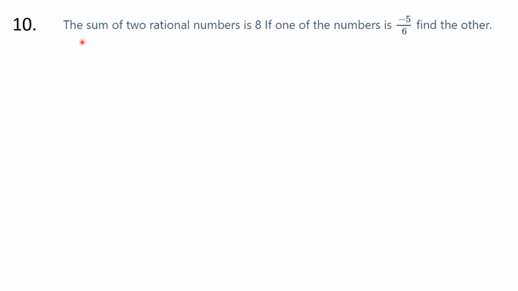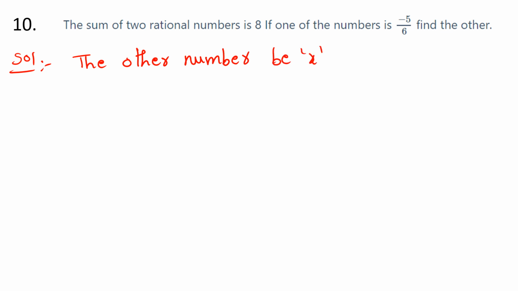Question number 10. The sum of two rational numbers is 8. If one of the numbers is minus 5 by 6, find the other. This is the question. Let us see the solution, children. The other number be x, we don't know it. One of the numbers they gave is minus 5 by 6.